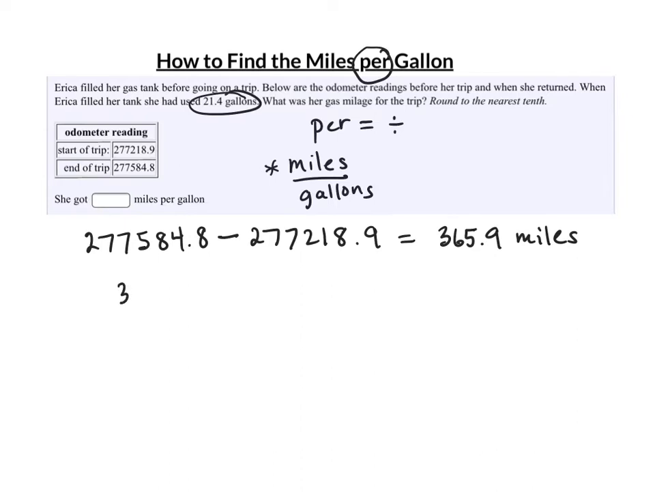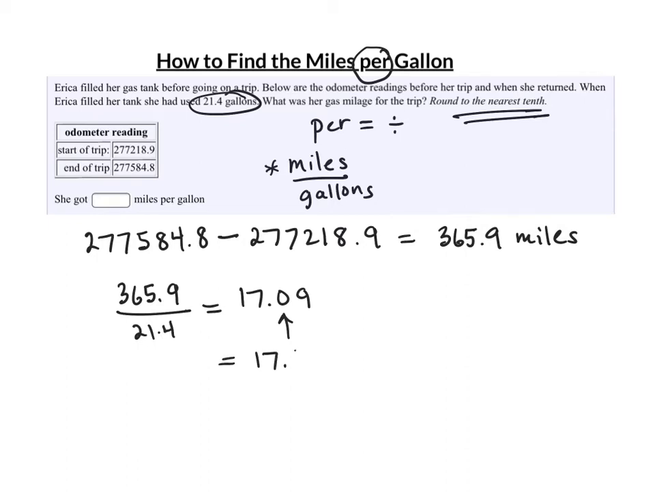So I want the miles, 365.9 per gallon, divided by the gallons, which is 21.4. And we punch that into our calculator. And it becomes 17.09. Now the reason I wrote that 9 is we're going to round to the tenth. And we only look one digit over when we round. If that number is 5 or bigger, we go up. So the 0 is going to become 1. 17.1 miles per gallon.